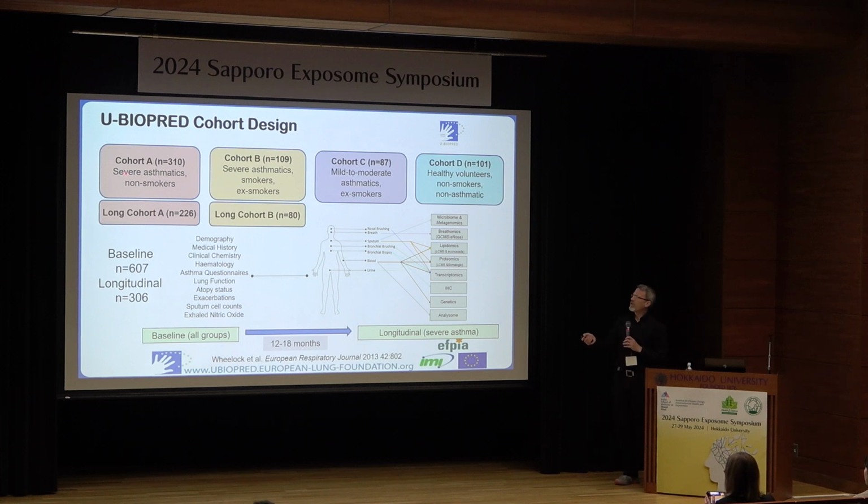Going into the study design very briefly, we have 4 cohorts: severe asthmatic non-smokers, severe asthmatic ex-smokers, mild to moderate asthmatics, and healthy volunteers. We had at baseline roughly 600 individuals, and the severe asthmatics were also resampled 12 to 18 months later, another 300 individuals. So roughly 900 individuals. This was already back in 2010 when the study was instigated, and it was a huge study. By today's standards, it's relatively small, but back then, this was a very big deal.